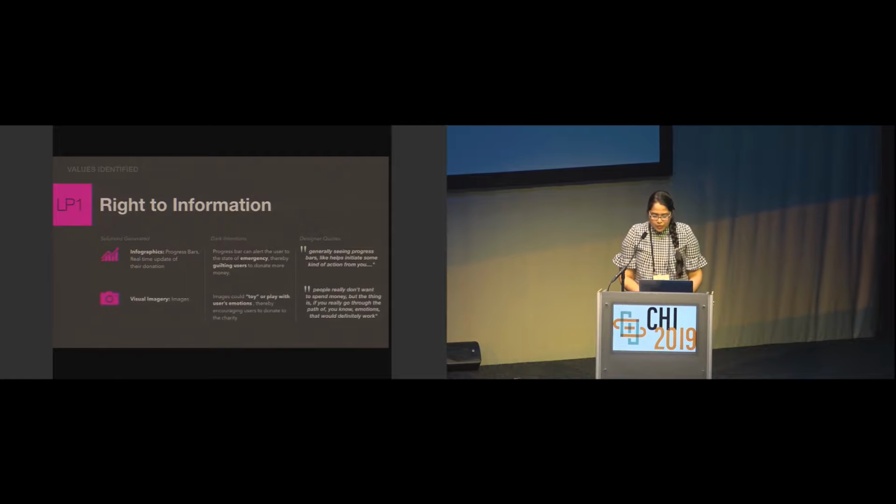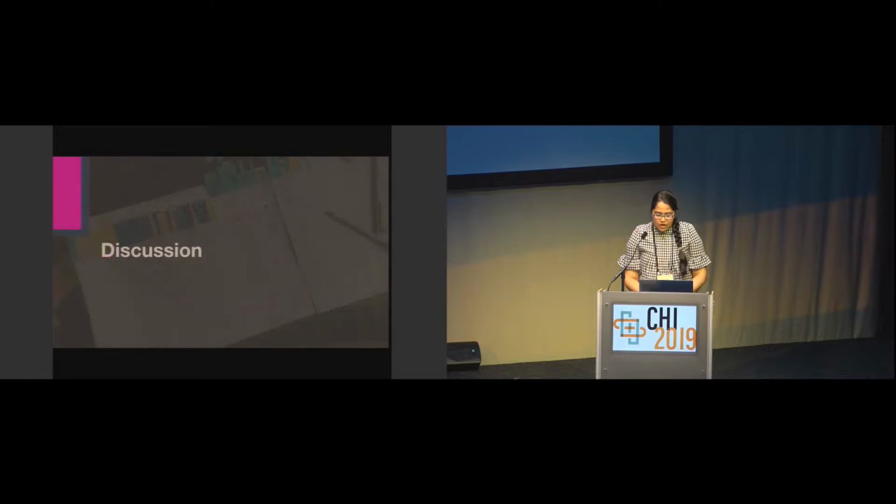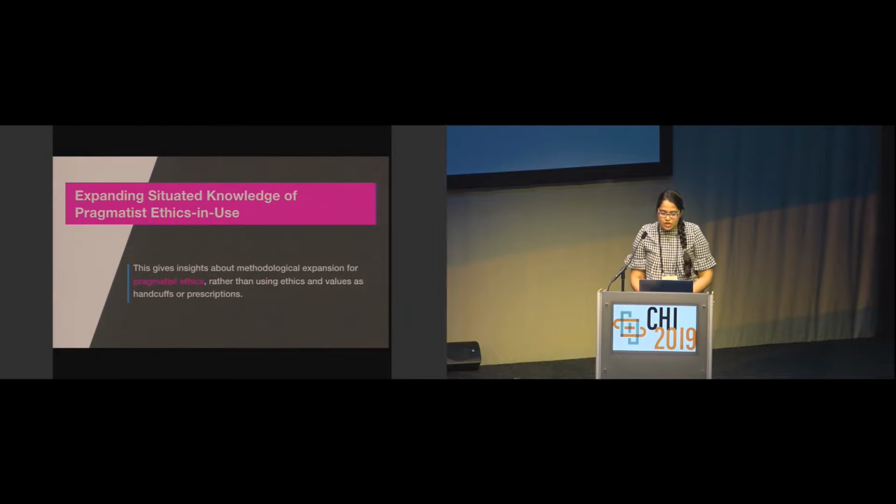Another such example was presenting images, visuals of the hurricane, a form of providing information to the users on the site, which was used to toy or play with users' emotions to encourage them to donate to the charity. So through this work, we would like to bring two main points of discussion: expanding situated knowledge of pragmatist ethics and use.